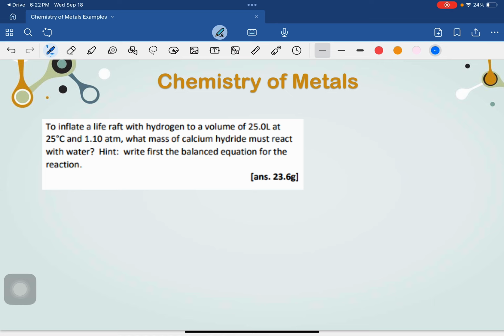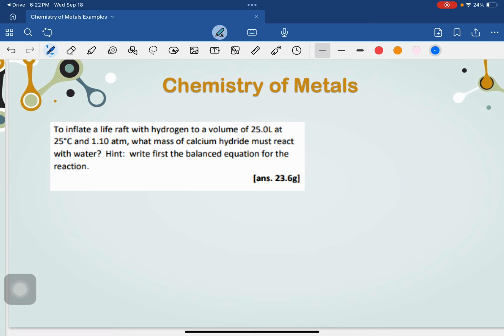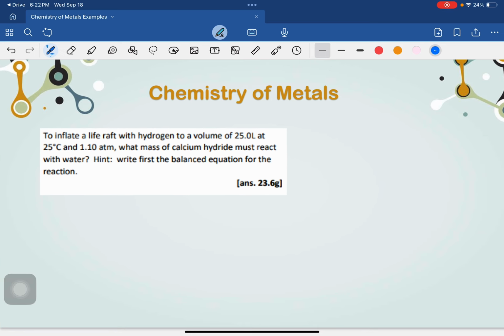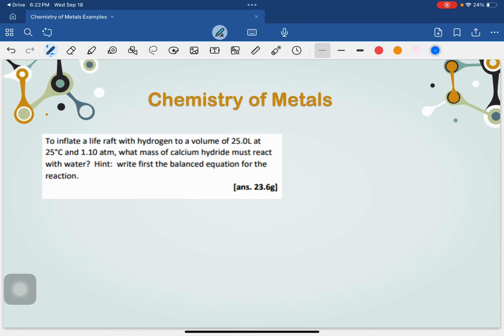Write the first balanced equation for the reaction. Okay, let's just try it. Let's first get the given. Maybe we can write the reaction. So it's the reaction of calcium hydride and water. So let's just create an equation. Calcium hydride is CaH2, and you're making it react with water.